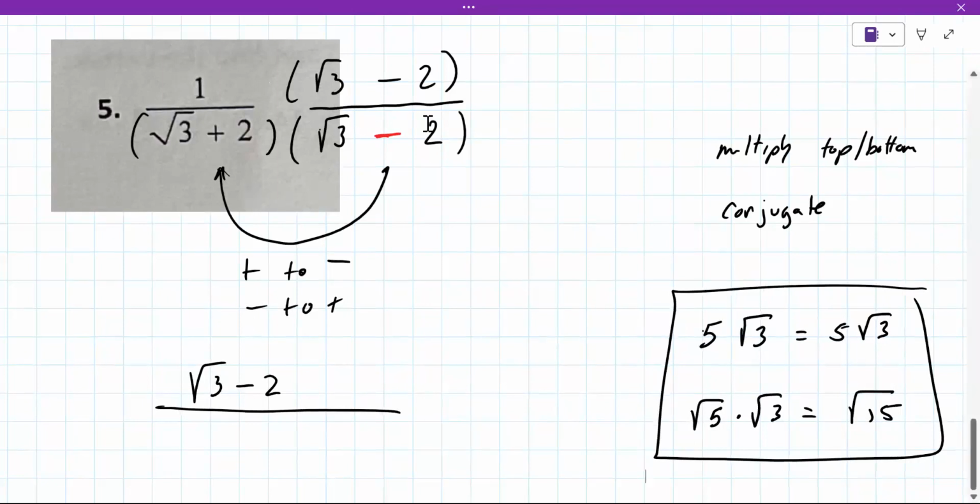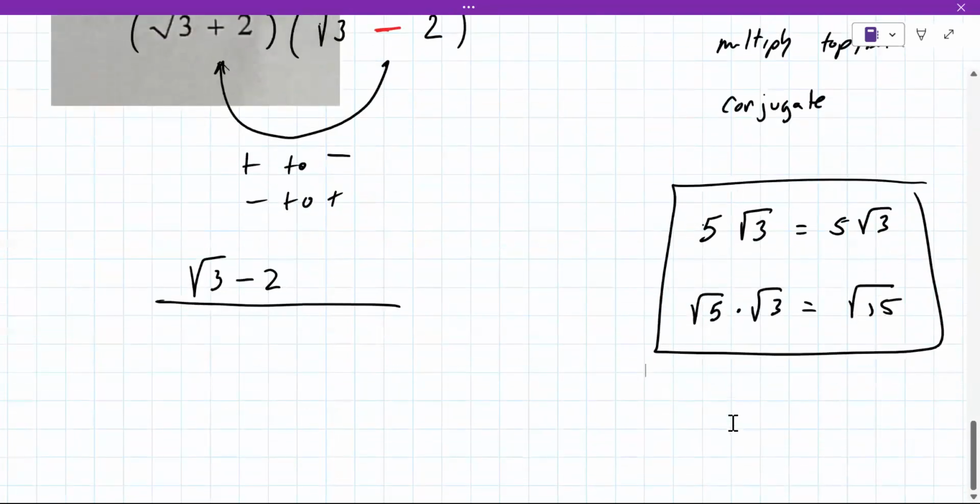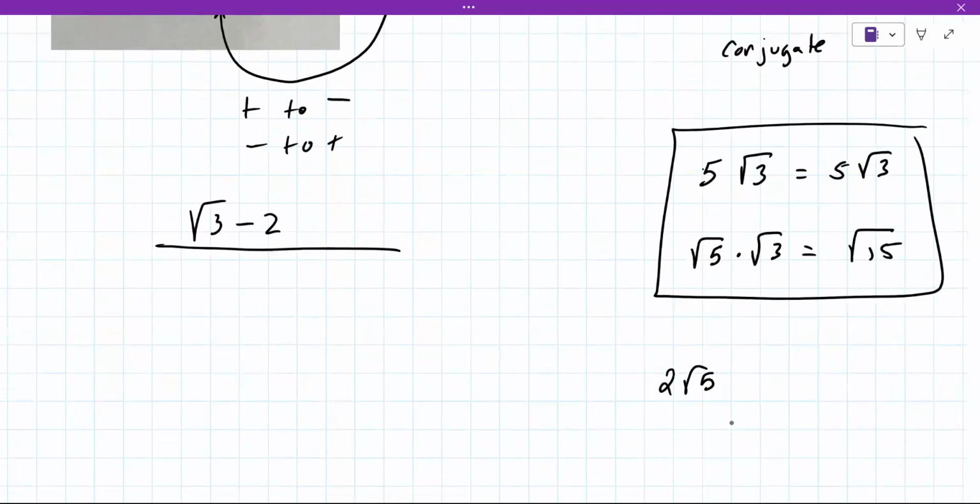Well, it's that they're to the same power. Really, 5 is to the power of 1 and 3 is to the power of 1/2. You can multiply them all, and you can always multiply. It's just you may not get anything new. They're not exactly like terms. Like terms would be 2 square root 5 plus 4 square root 5. Those are like terms.